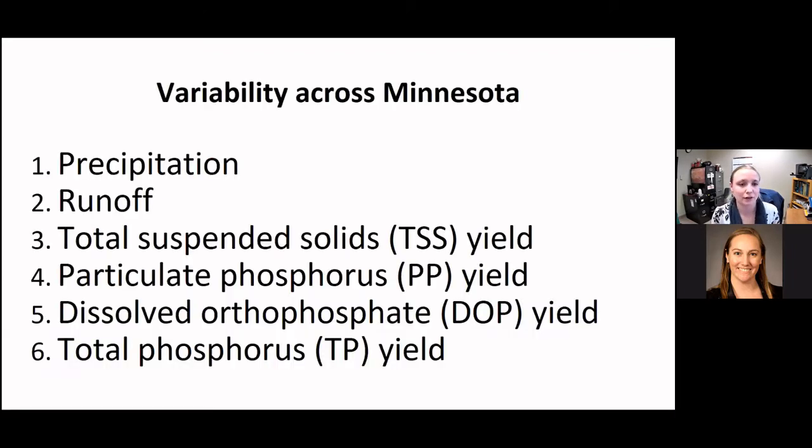All right, variability across the state of Minnesota with these 6 variables. They'll be presented in this order: variability in precipitation, runoff, total suspended solids yield, particulate phosphorus or PP yield, dissolved orthophosphate or DOP yield, and then finally total phosphorus or TP yield.